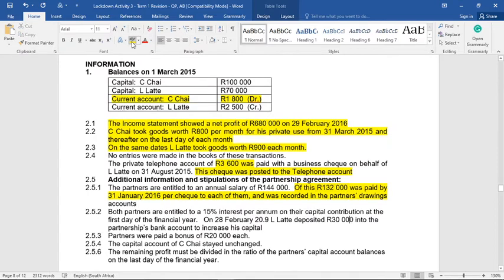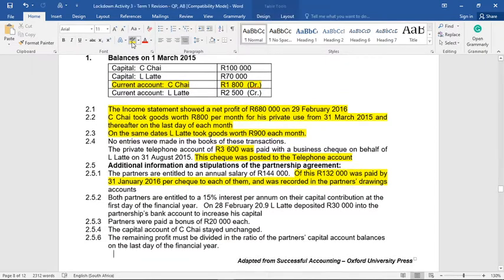Back to the question, both partners are entitled to a 15% interest per annum on their capital contribution at the first day of the financial year. On the 28th of February 2009, L. Latte deposited 30,000 Rand into the partnership bank account to increase his capital. Okay, so that's on the 28th of February 2009. That's a long time ago. That could possibly be an error.